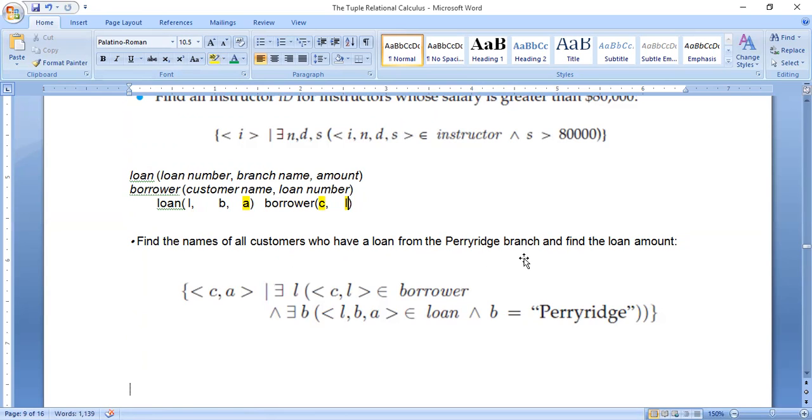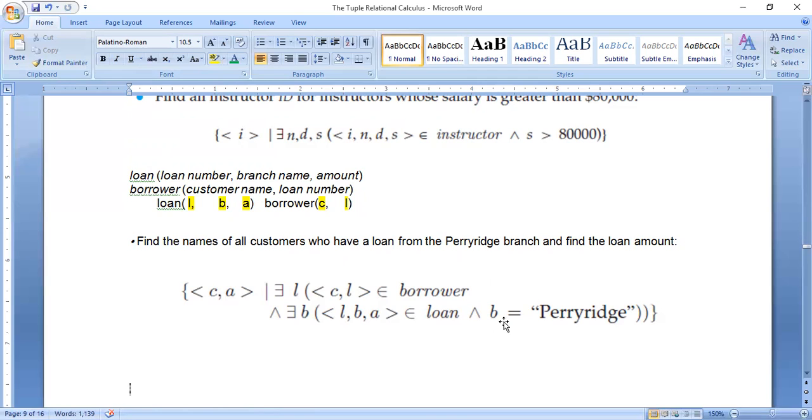Now this is only one part of the query, and the other atom consists of the loan relation, which consists of the three domain variables L, B and A. Out of these three we have already used L. So this L is also marked. A was already taken as an output, so what is remaining? This B. So we have also used this B.